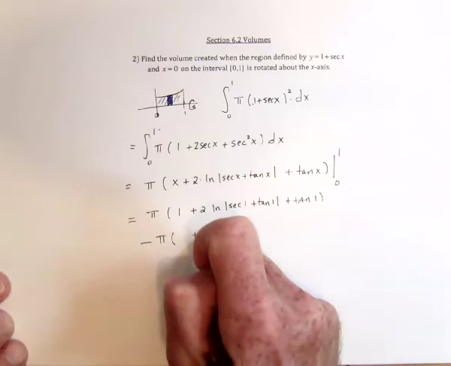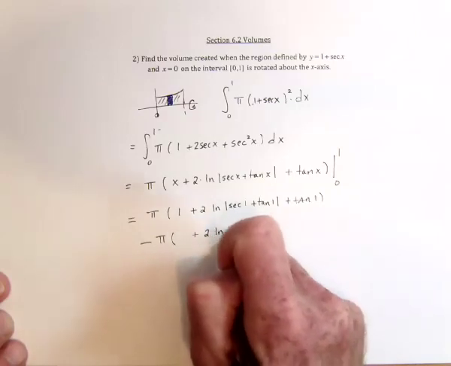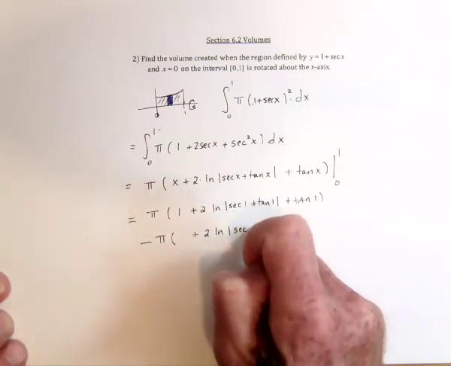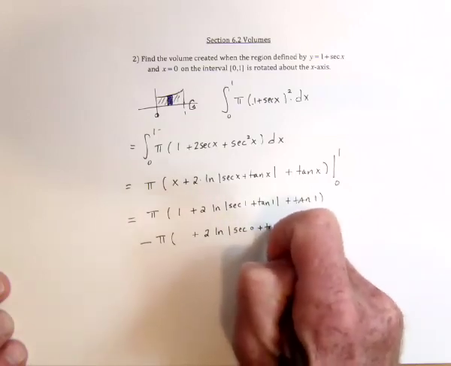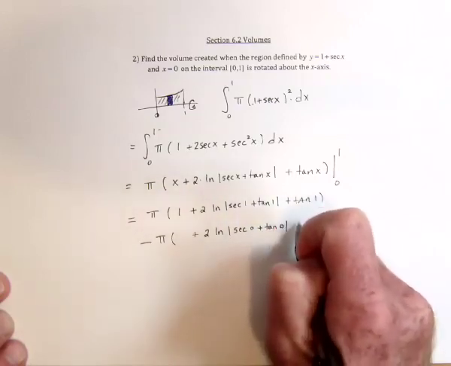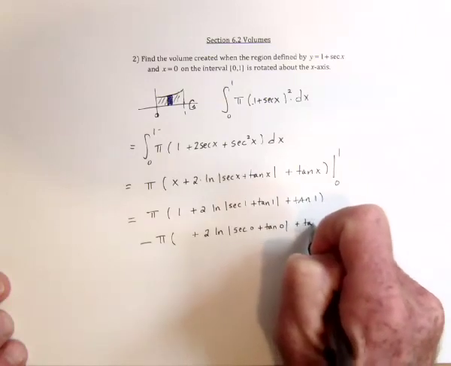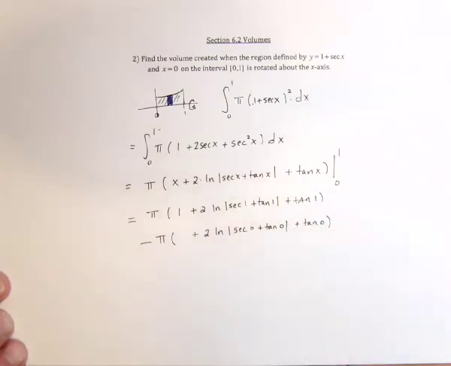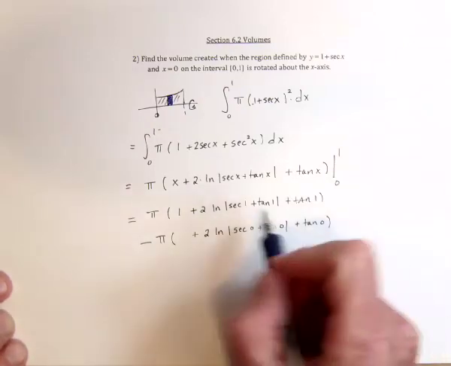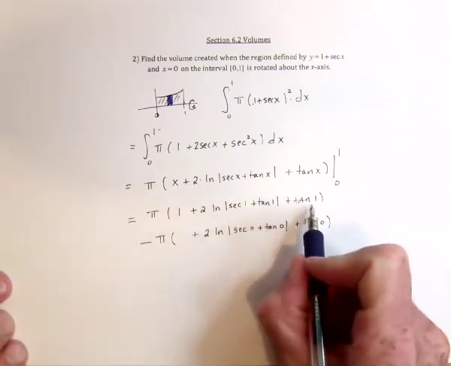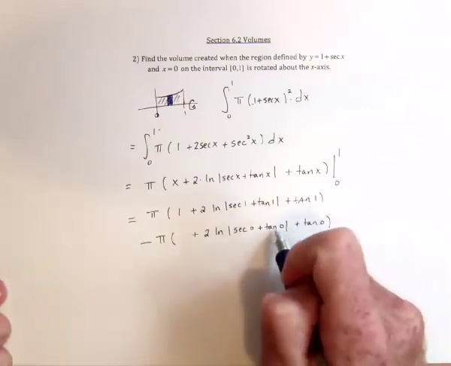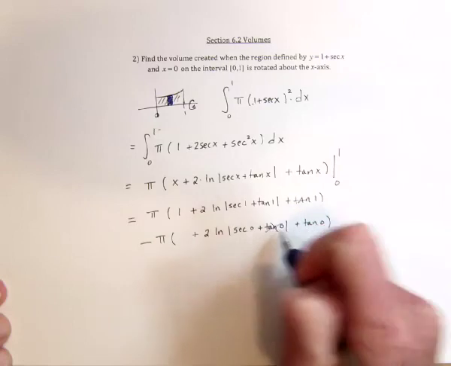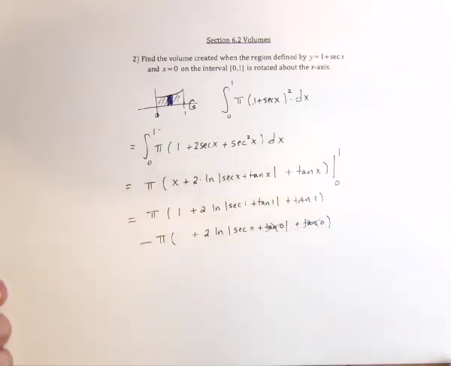Then we've got 2 times the natural log of secant of 0 plus tangent of 0, plus tangent of 0. Well, you've got to make sure that your calculator's in radians and just type that in. Tangent of 0 is 0, so this is actually gone and this is actually gone.